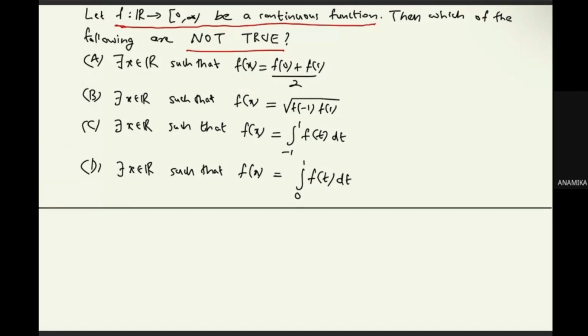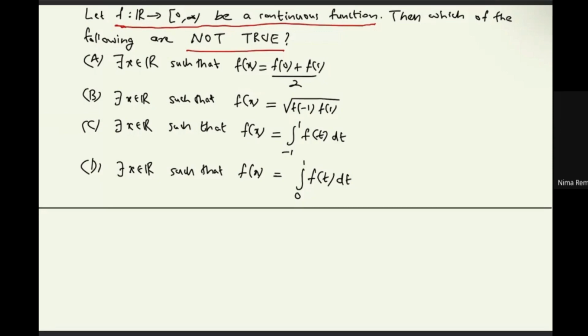They are giving f of 0 and f of 1, some values. We don't know what f of 0 and f of 1 are. They could be the same or different. So they are asking whether there will always be such an x. Any idea? Intermediate value theorem. Yes, so that is the idea.